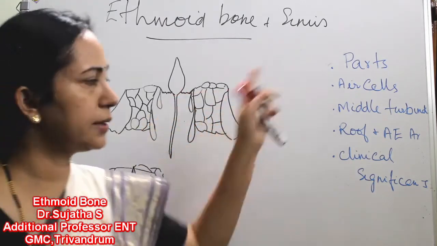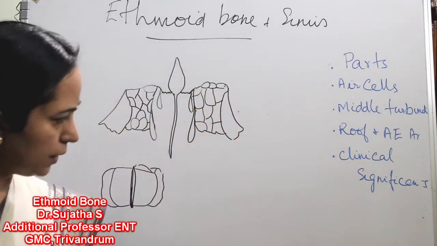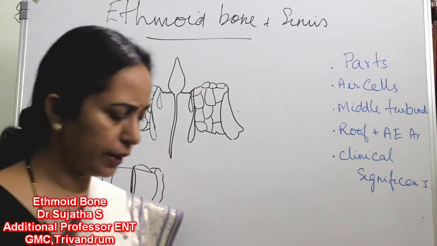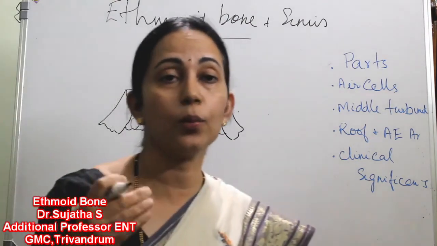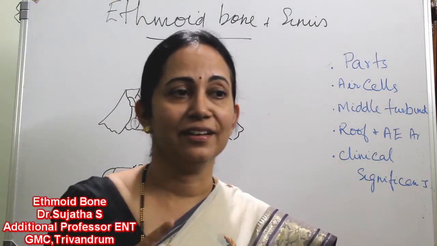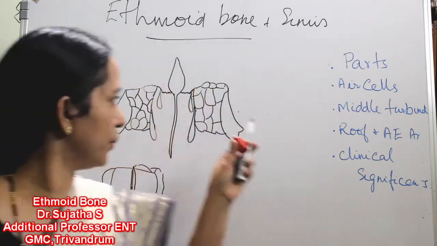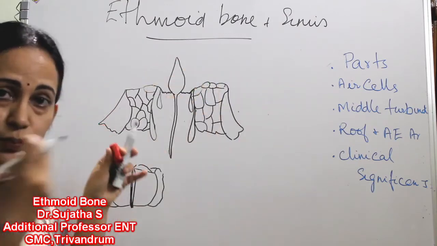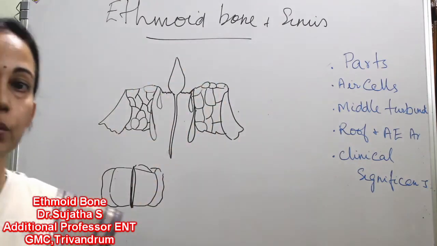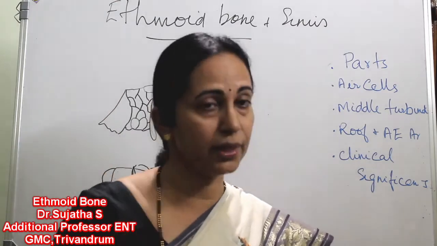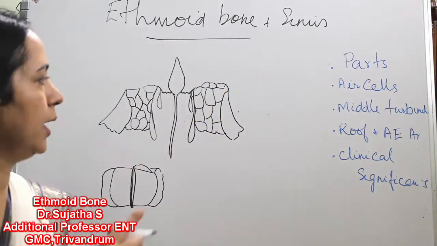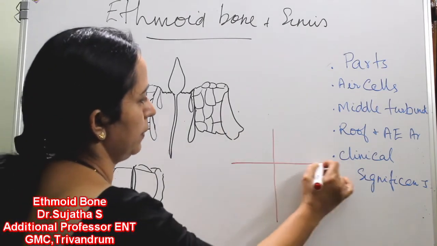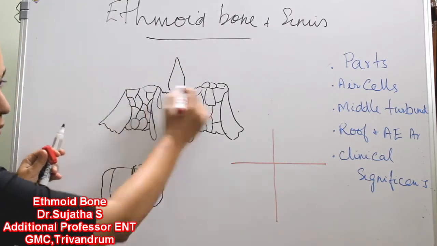And regarding the parts of ethmoid bone, broadly we can divide the ethmoid bone. Before that, how many ethmoid bones are there? There is only one ethmoid bone. Or there are two parts of a single bone which are connected together by a horizontal plate. But there is only one ethmoid bone. Right? And we can broadly divide this into a vertical part and a horizontal part, like this.